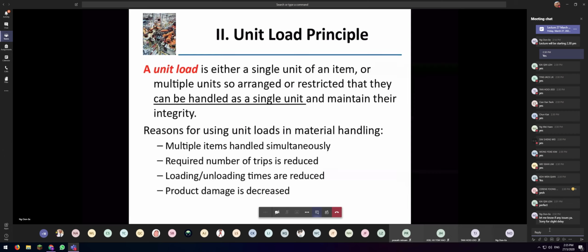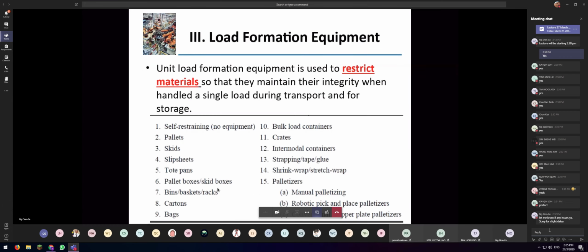So then we're going to cover what we call the unit load principle. Unit just means one. So a unit load is either one item, that's the simplest unit load, or you can arrange multiple units of an item and restrict their relative motion to each other so that they can be handled as a single unit while maintaining their integrity so it doesn't fall apart. Unit loads are used so that you can handle multiple items simultaneously. This is good, especially with smaller items, because then you can have fewer trips. You can reduce how much time you take to load and unload, and reduce damage to the product.